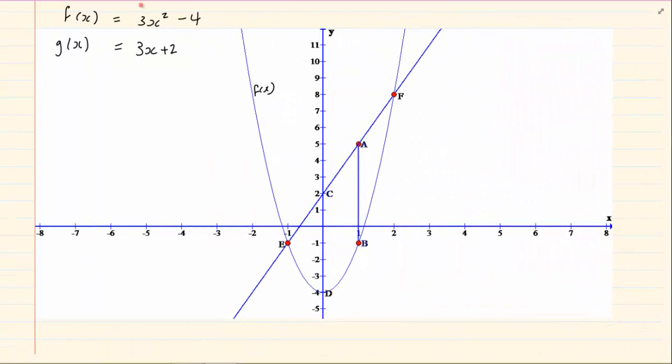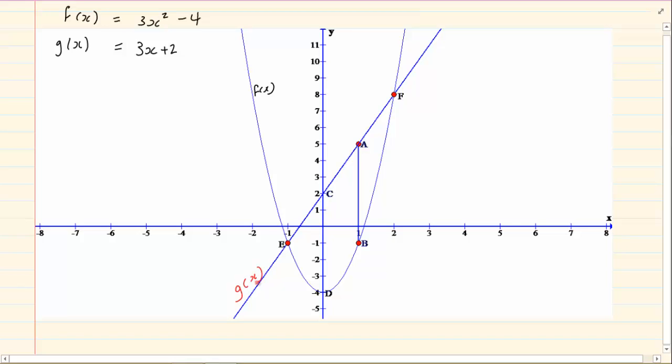If you look at this graph, they give us two graphs. f of x is equal to 3x squared minus 4. Now we know this is a parabola equation. G of x is a straight line. You can see it's y is equal to mx plus c. So g of x is equal to 3x plus 2, which is in reference to this specific line. So this would be our g of x.